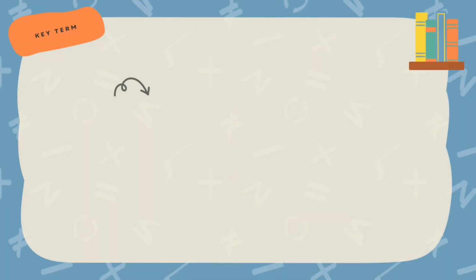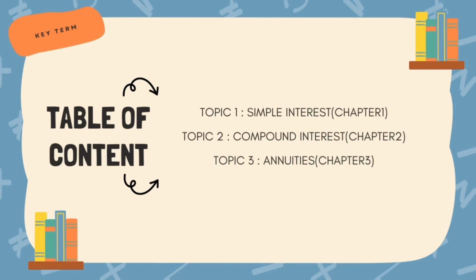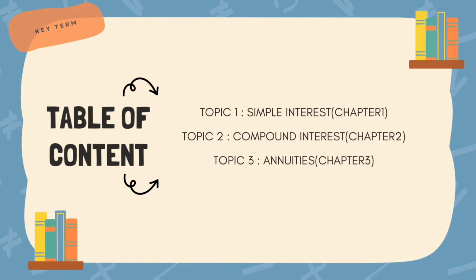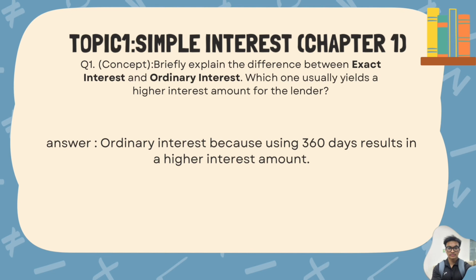Our topic of discussion is Topic 1, Simple Interest. Topic 2, Compound Interest. And Topic 3, Annuities. So I will talk about Topic 1, which is Simple Interest, Chapter 1.